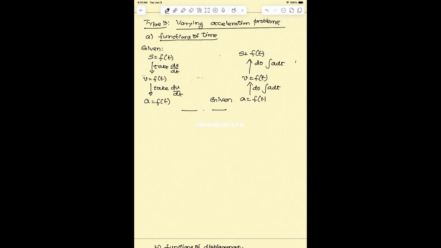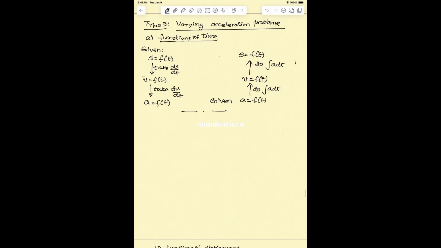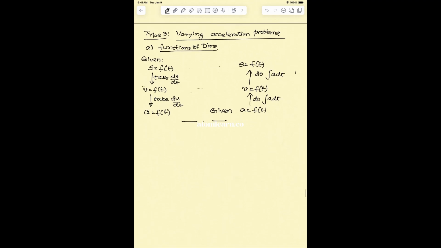So we will now study how to solve such a problem, what method to follow. First of all, there are four variables involved in this. What are the variables? One is displacement, which we call either S or X. Then velocity V, then acceleration A, and of course time T.